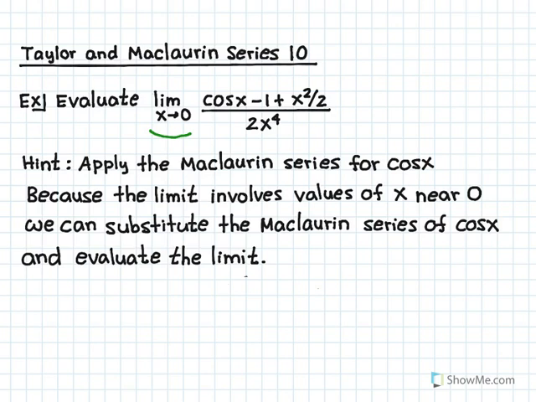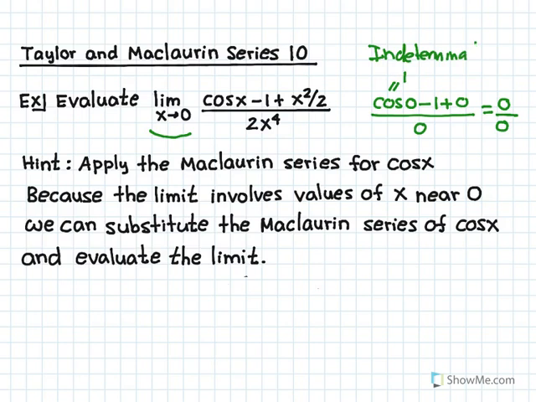Now, if you plug in x equals 0, you will see that we get cosine of 0 minus 1 plus 0 squared divided by 2, that's just 0. And in the denominator, we get 2 times 0 to the power of 4, which is 0. Now, cos of 0 is equal to 1. So we get 1 minus 1, which is 0 in the numerator, and 0 in the denominator. This is known as an indeterminate form, which means we could apply L'Hopital's rule to solve this limit.